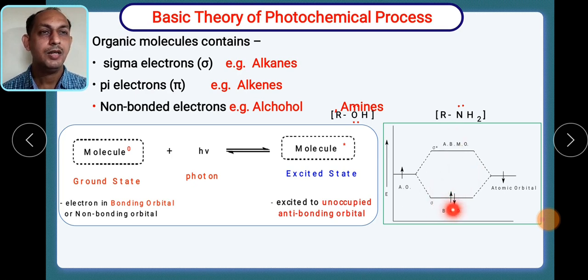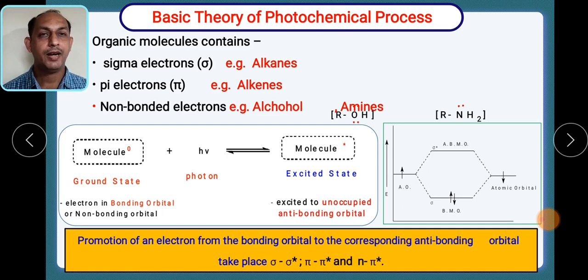So this is the basic theory which takes place in the case of the photochemical reaction. What is that theory? Excitation. Basically we can say electronic excitation, in which excitation of an electron takes place from a bonding orbital to an anti-bonding orbital.